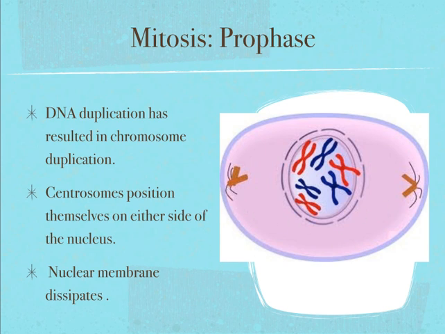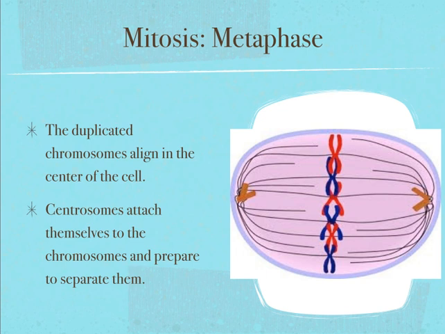So in prophase, we have DNA duplication that has resulted in chromosome duplication, and the centrosomes have positioned themselves on either side of the nucleus. The last thing that happens in prophase is this membrane, this nuclear membrane, starts to dissipate. This sets us up for metaphase.